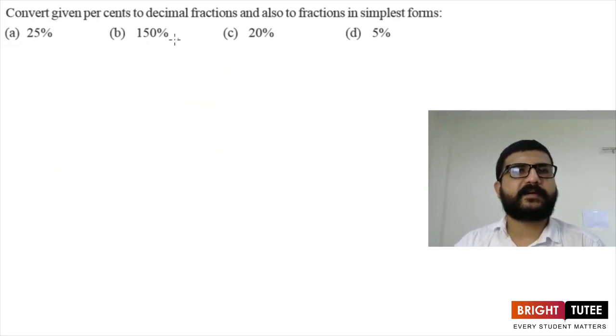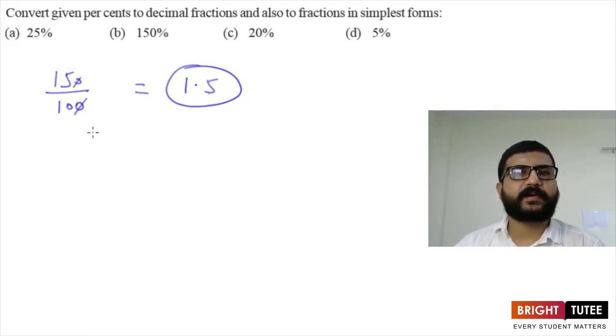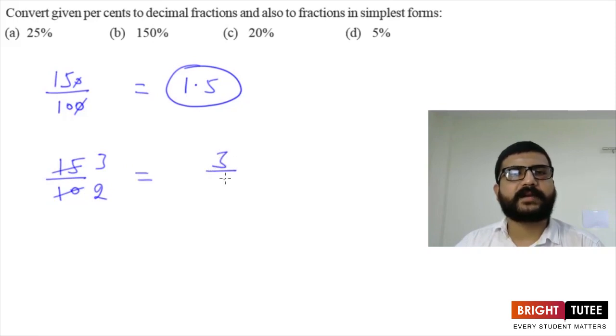The next one is 150%. We can write it as 150 upon 100. You can cancel 1 0 with 1 0. So now this is 1.5. So the decimal representation of 150% is 1.5. Now we have to find fractional representation in the simplest form. So that will be 15 upon 10, and now we have to simplify this. 5 3s are 15, 5 2s are 10. So now this becomes 3 upon 2. We can't simplify it further. So the fractional representation of 150% is 3 upon 2.